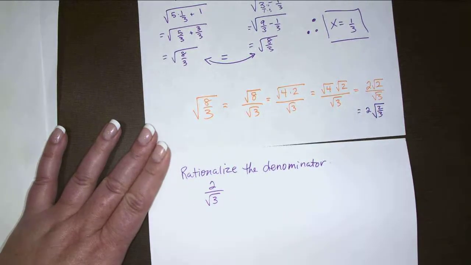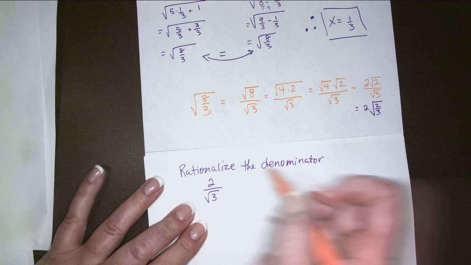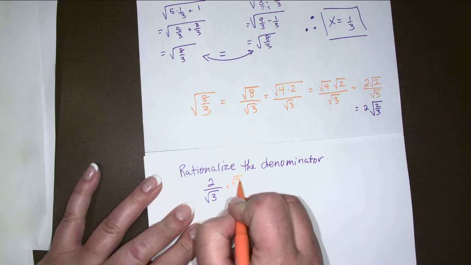Just a new question, okay? Not the same question, but say we want to rationalize the denominator. First of all, what does that mean? It means get rid of the root, leave your answer without a square root on the bottom. So how do we do that? We multiply the top and the bottom of the fraction by root 3 over root 3.